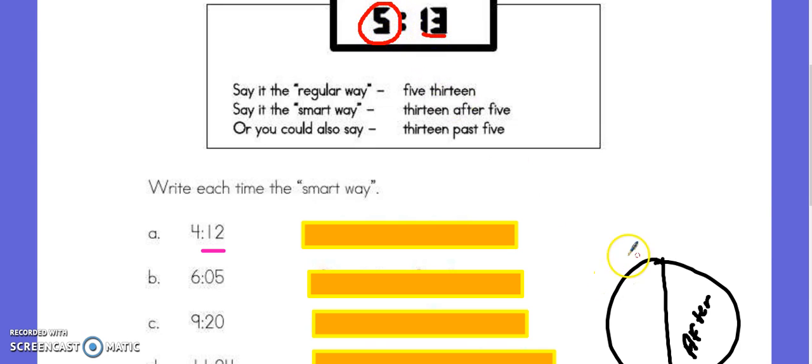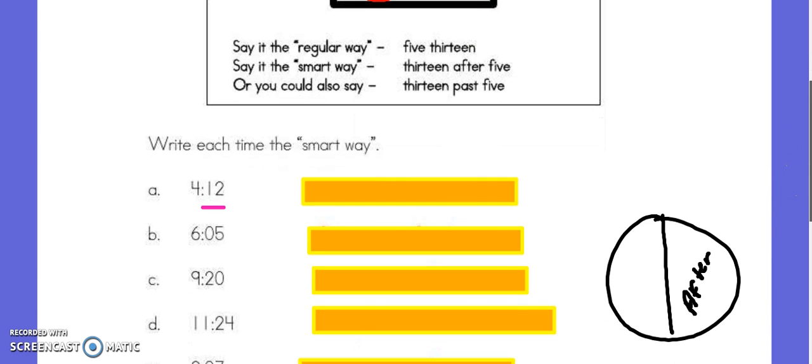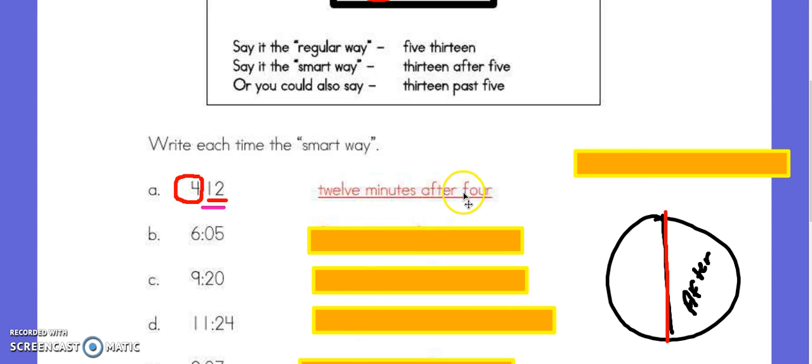The nice thing about the after side of the clock, as you can see I drew it on my worksheet here, is that the entire answer is there for you. Just like in letter A, 12 minutes after the hour of 4 o'clock is my first answer. So you just write down 12 minutes after 4. Once again, all of the answers for the after hours are right there.